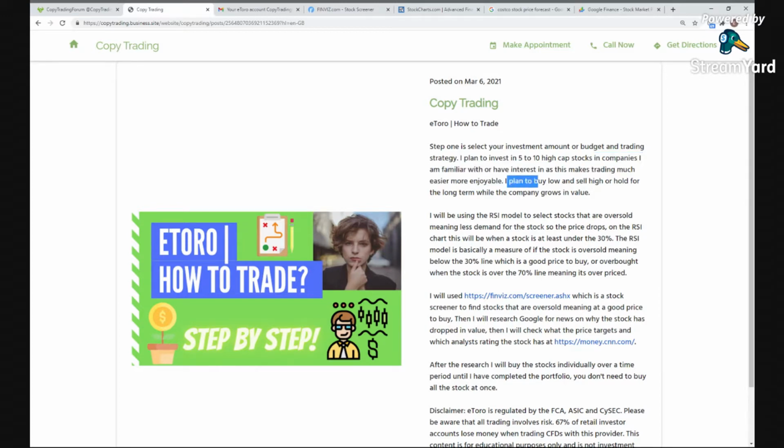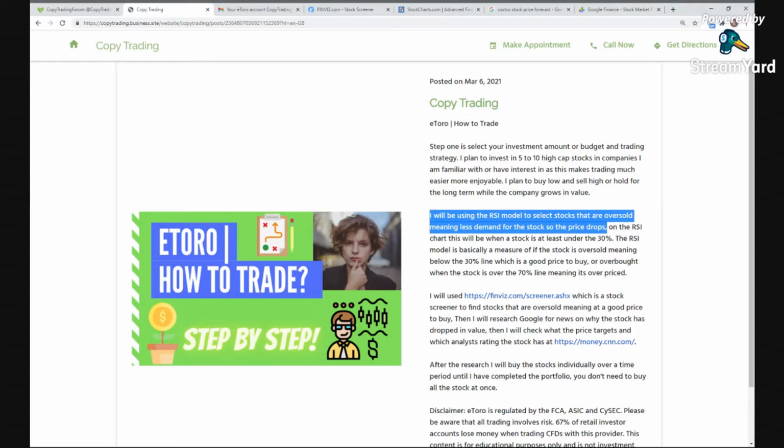So my plan is to buy low and sell high, or hold for the long term while the company grows in value. Okay, so I will be using the RSI model to select the stocks that are oversold, and I'll explain this later on in the video. It's really easy. So I'm looking for stocks that are oversold, meaning there's less demand because people are selling them, and this causes the price of the stock to drop. Remember, the more demand for a stock, the more people buying it, the price of the stock will go up. If there's people selling off the stock, the less demand, the lower the stock will be priced.